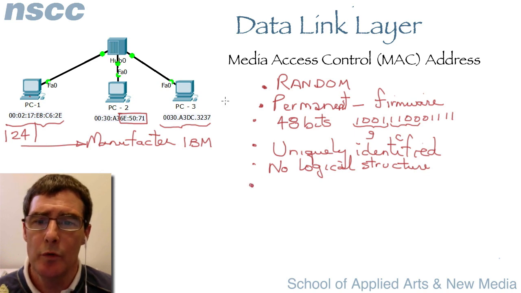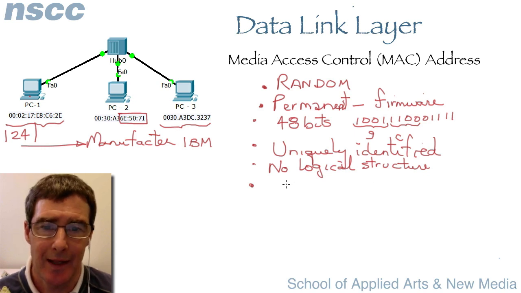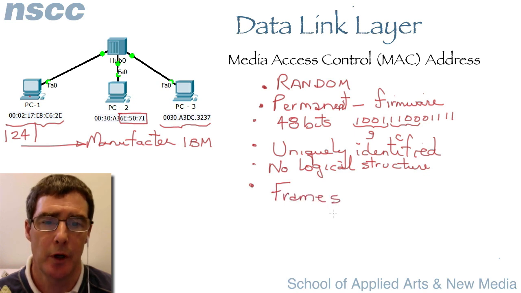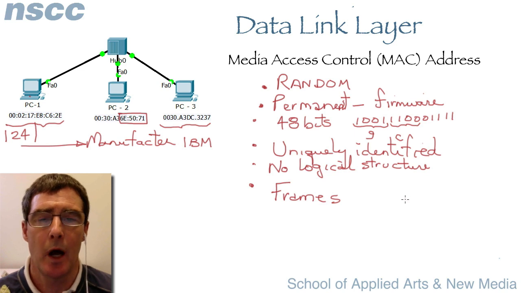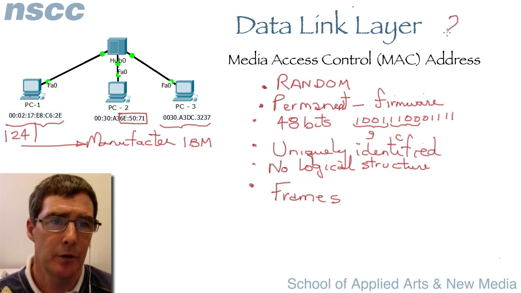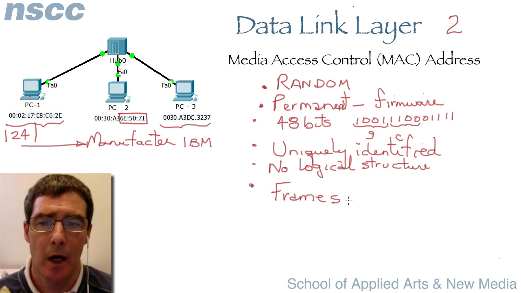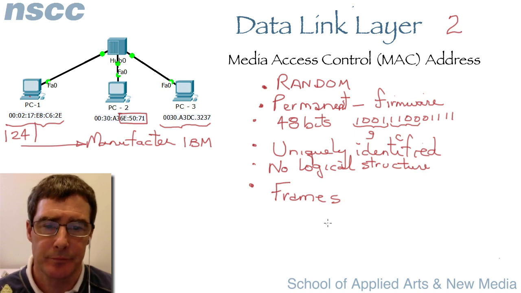Now, when we're moving data around a network, the physical layer is converting all the signals to ones and zeros, but there has to be a format for these ones and zeros. At this layer, the information is broken up into chunks called frames. So when we're talking about data at this layer, which is layer 2 of the OSI model, we're talking about frames. And how is a frame constructed?